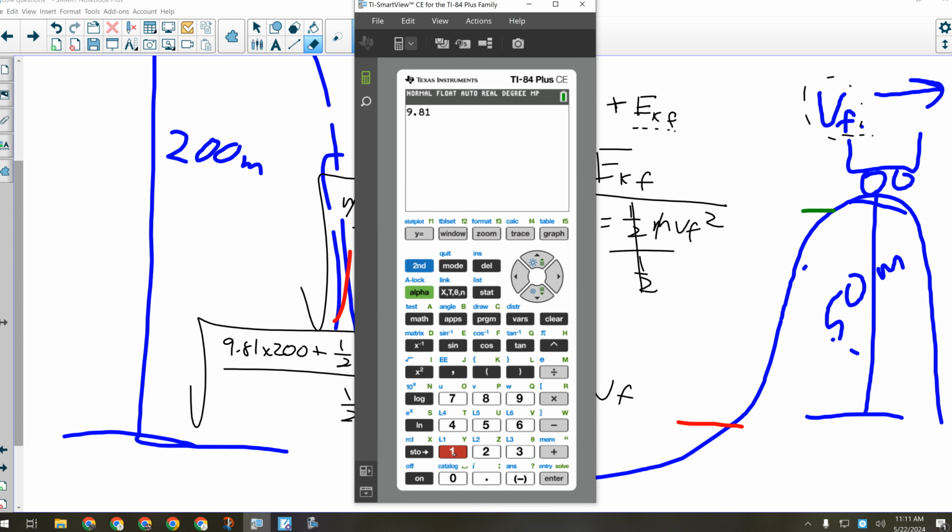9.81 times 200 plus 0.5 times 4.5 squared minus 9.81 times 50 divided by 1/2, square root. Okay, 54.4 meters per second.